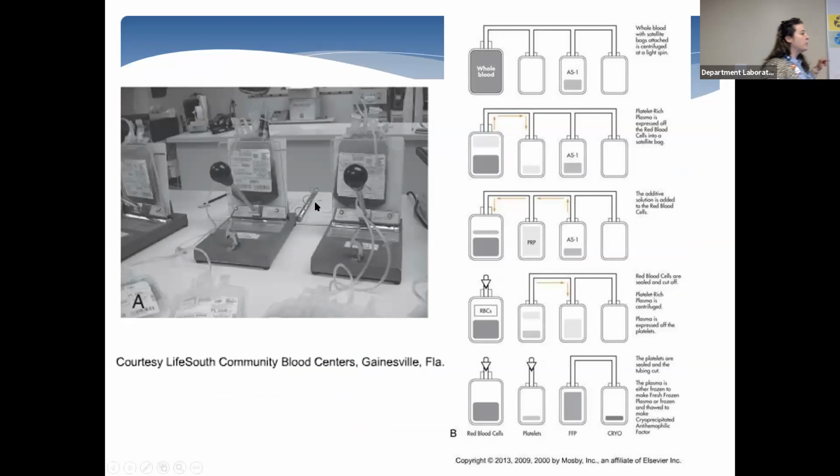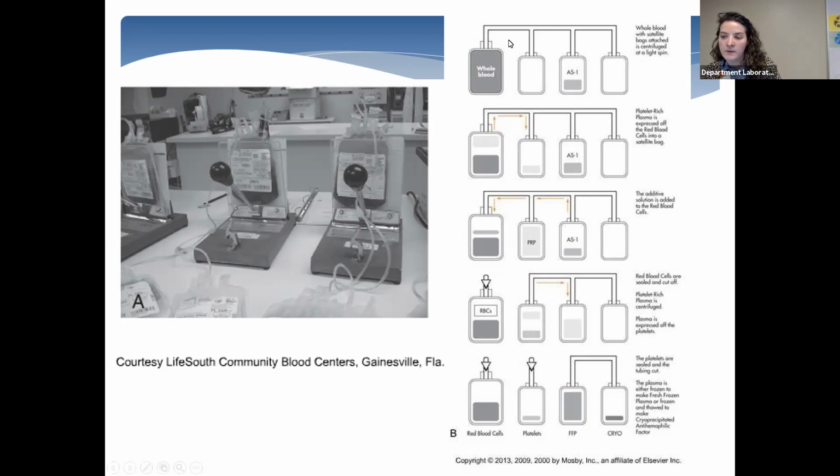After that point, when you are left with just your red cells, that is the point that we can add our preservatives, such as Adsol 1, Adsol 3, Adsol 5, and now there's Adsol 7. Remember, the preservative is only added to the red cells because it will extend the shelf life of your red cells to 42 days, okay?